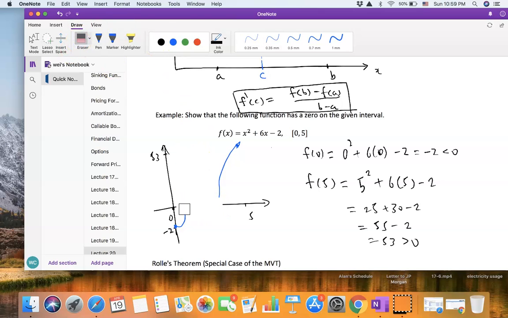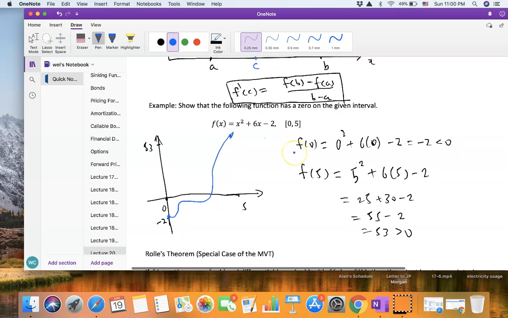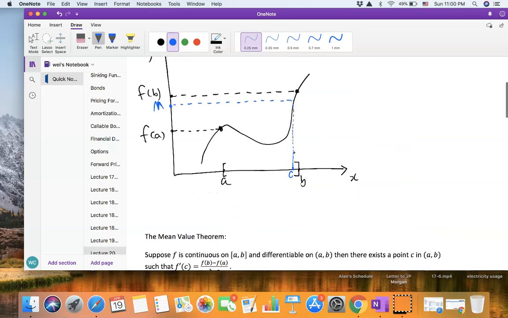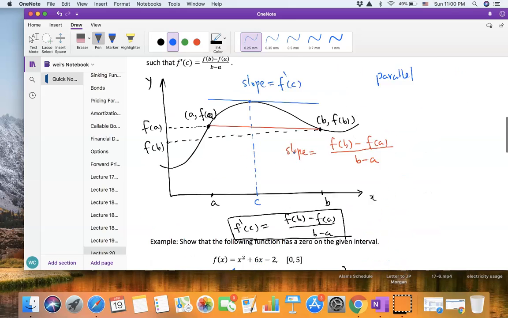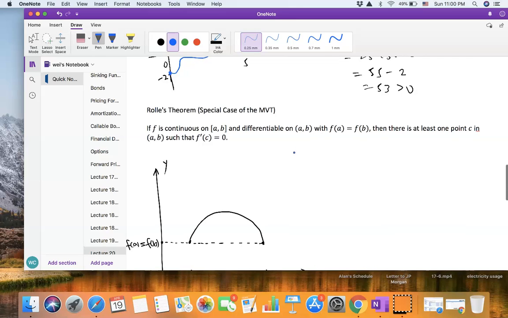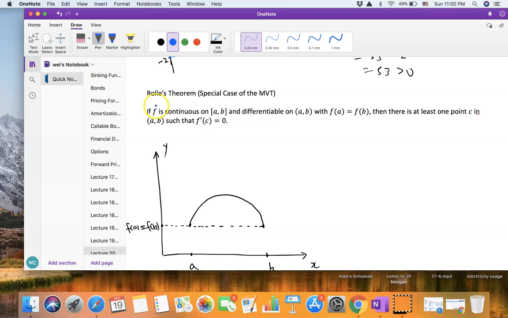If they are connected in this way, then there's only one zero. But this doesn't matter because we are asked to show there exists at least one zero. So this is the difference between the intermediate value theorem and the mean value theorem. In the next video, I want to show you a special case of the mean value theorem, which is Rolle's theorem.